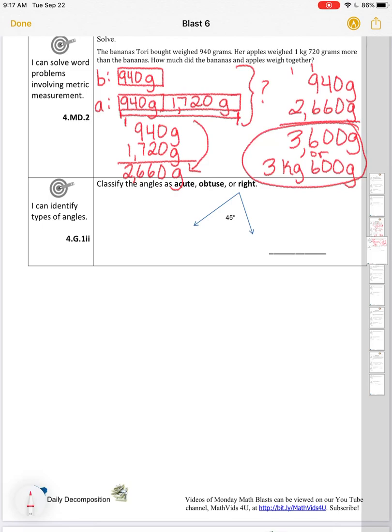I can identify types of angles. Classify the angles as acute, obtuse, or right. I know that a right angle measures exactly 90 degrees. An obtuse angle measures more than 90 but less than 180 degrees. An acute angle measures less than 90 degrees. So my given angle measuring 45 degrees would be considered an acute angle.